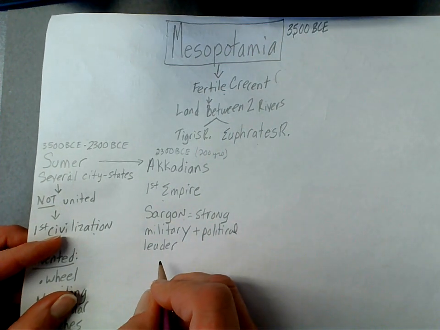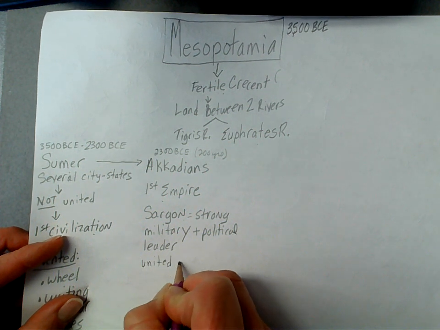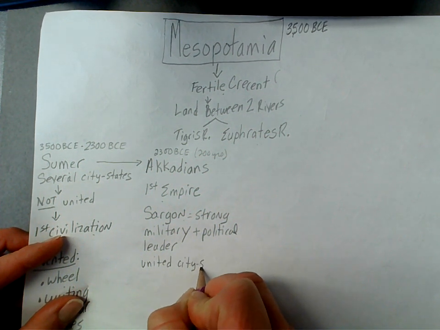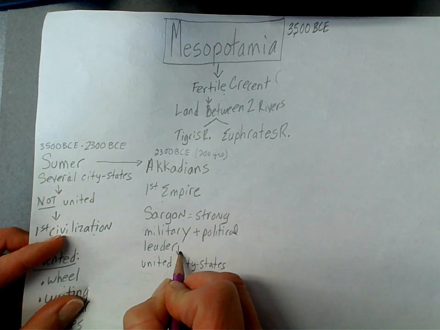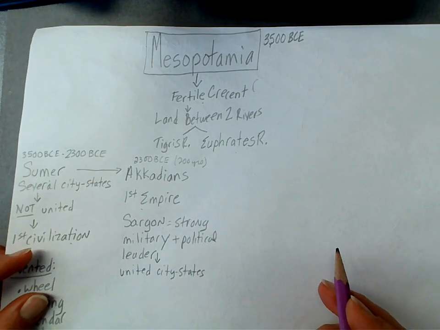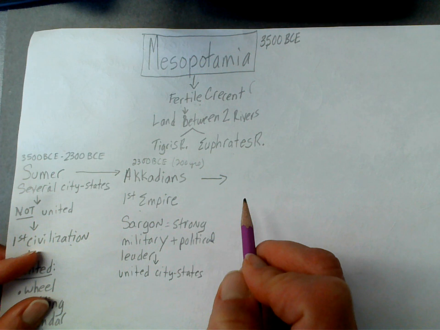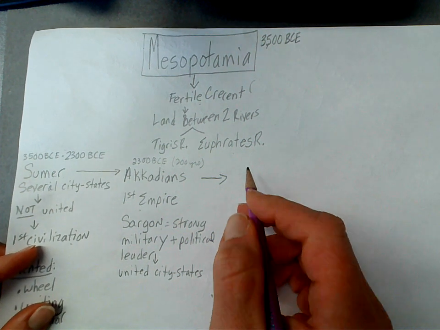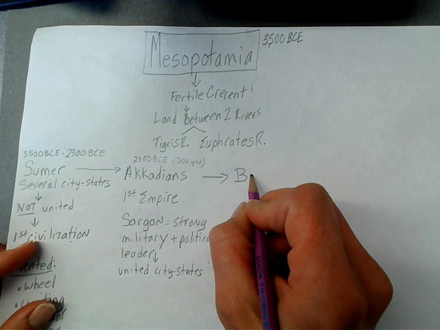Okay, so moving on. Let's go ahead and say United City States. That's pretty important because that's how we get the empire. Okay, great. So now we have 2 more to go. Not too bad. And so we're going to go ahead and make another arrow because we're moving through time. And the next empire is Babylon. And we saw it on the geohistogram today.